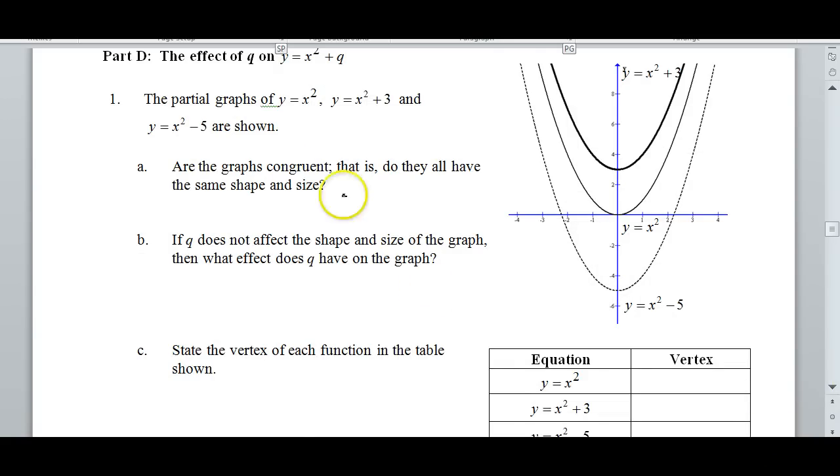Now, part D, the effect of q on y equals x squared plus q. We have 3 graphs shown, x squared, x squared plus 3, and x squared minus 5. They may not look congruent, but they are, and you can prove this for yourself by going into Desmos or graphing these on your graphing calculator and looking at them, and you'll see that these graphs really are congruent. So q does not affect the shape and size of the graph. Then what effect does q have on the graph? Well, it looks like it moves it up or down, and we call that a vertical translation.